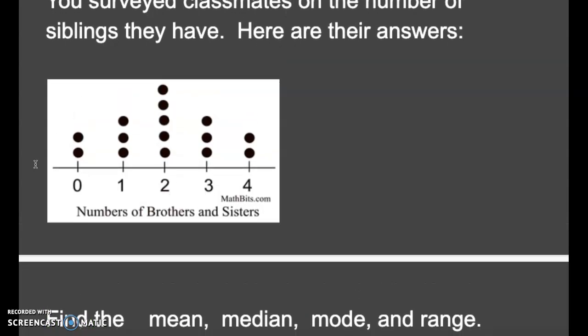Next, you're going to, of course, do the math. What is the mean number of siblings? What is the median number of siblings? What is the mode number of siblings? And what is the range of siblings?